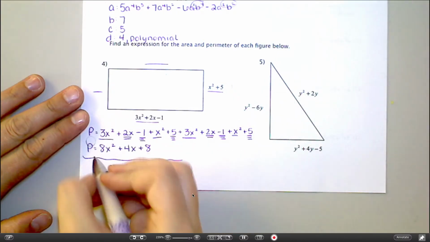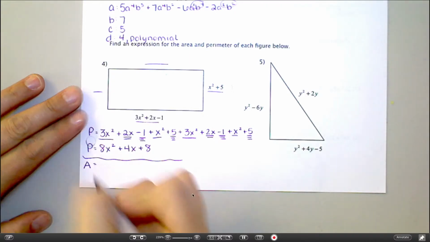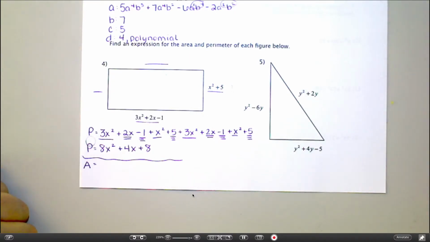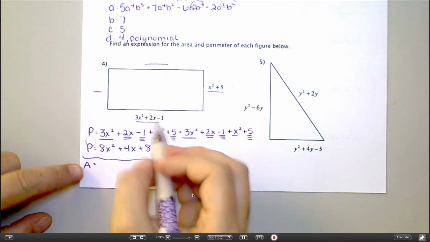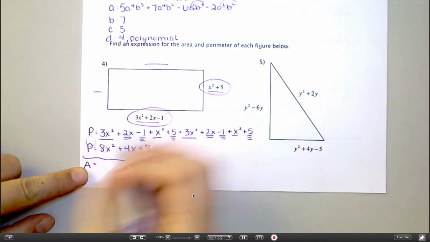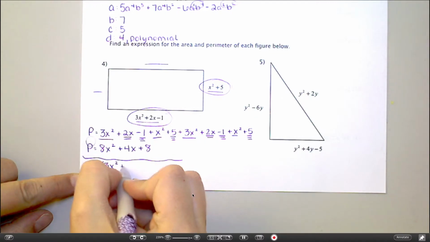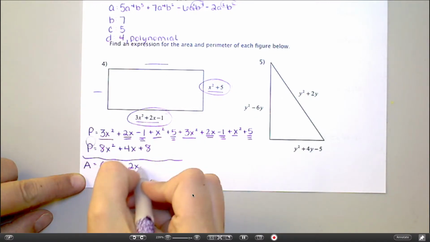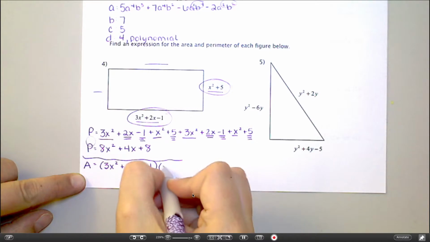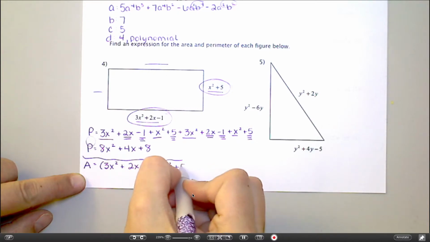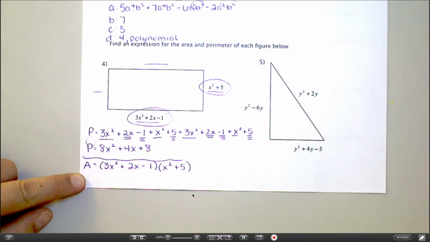Okay, now let's talk area. Area is different. How do you find area of a rectangle? Length times width, yeah. So I'm just multiplying this times this. So 3x squared plus 2x minus 1 times x squared plus 5. That's how we do area of a rectangle. And then I'm going to multiply.